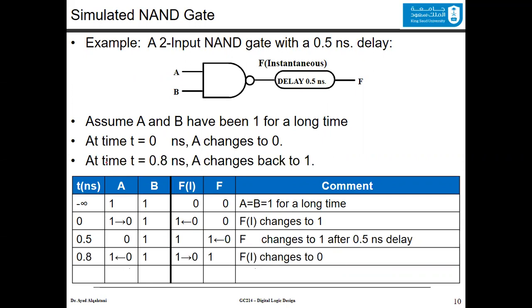After this, let's suppose that at time t equal to 0.8 nanosecond, A changes back to 1, and B stays the same. At this time, the instantaneous output F directly changed from 1 to 0, but F still has its previous output of 1. Only after 0.5 nanoseconds in addition to the current time, 0.8, will the output F change. Meaning 0.8 plus 0.5 is 1.3. At that time, F will copy F instantaneous.